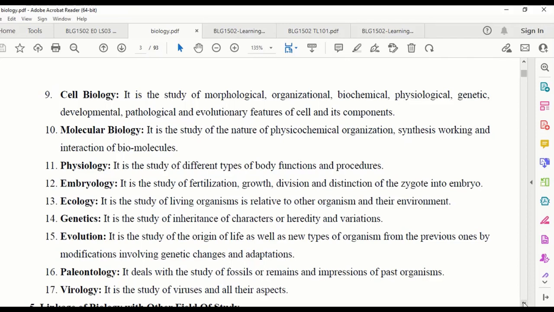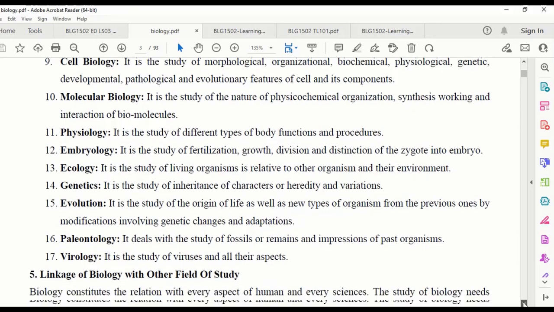Then we go to genetics. Genetics is the study of inheritance, characteristics, and heredity of various variations. Evolution is the study of the origin of life as well as new types of organisms from the previous ones, with modification, and you know that evolution explains a lot.